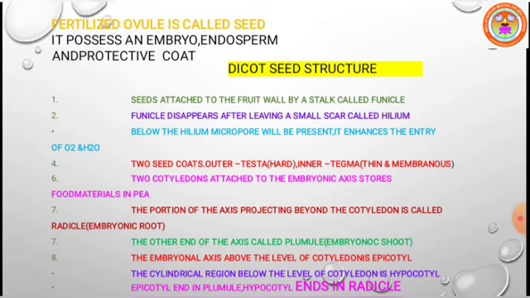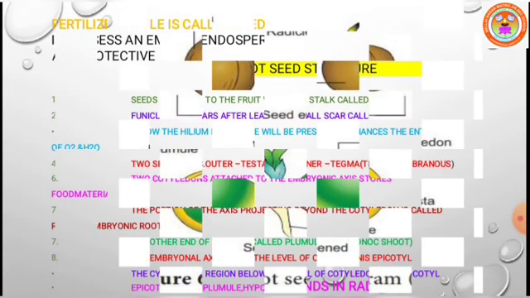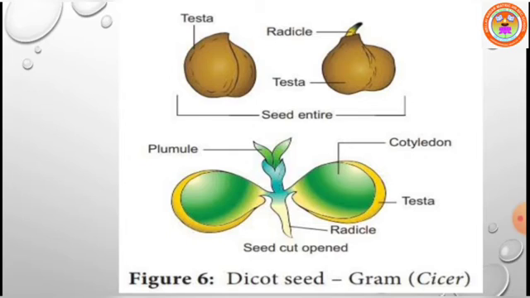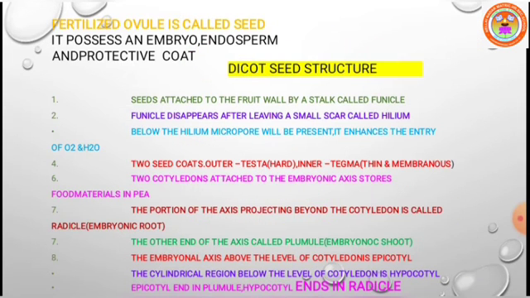In this session we are going to look at the dicotyledonous seed. For example, the Cicer (gram) seed is given. The mature seeds are attached to the fruit by a stalk called funiculus. We already know the stalk of the ovule is called funicle; we discussed the same.